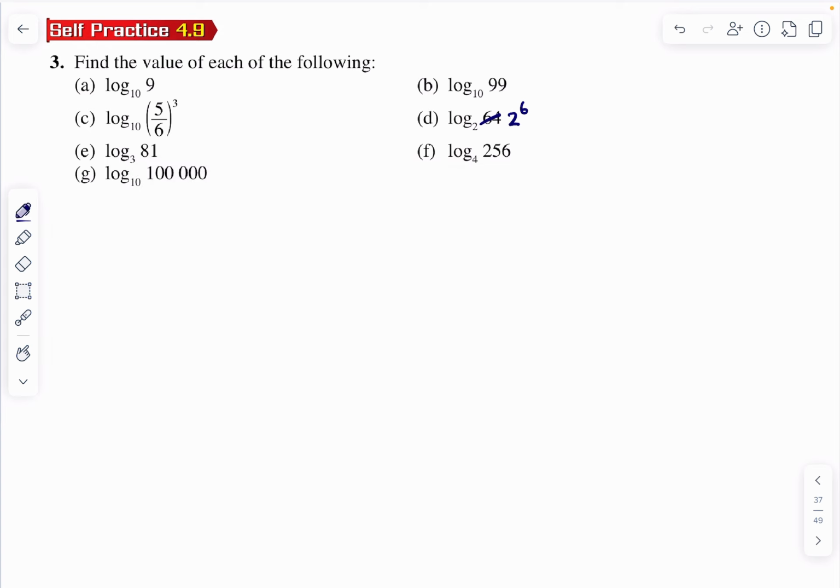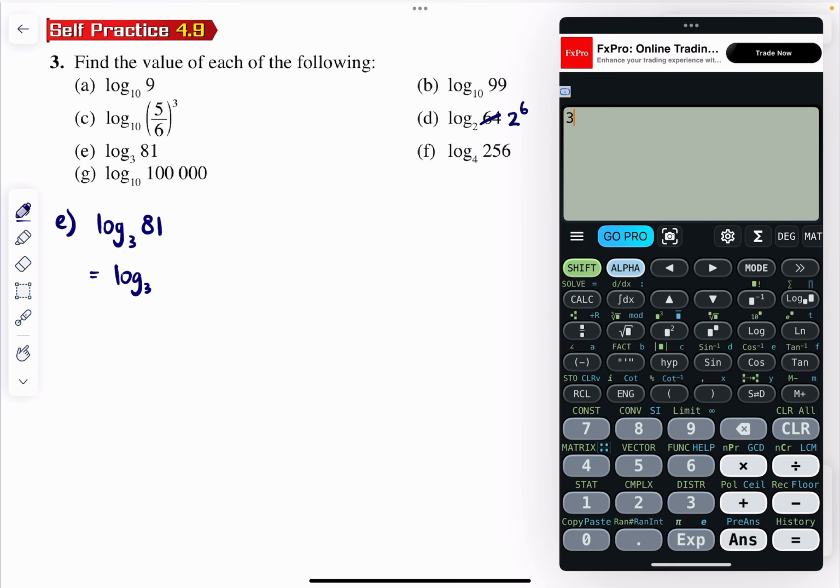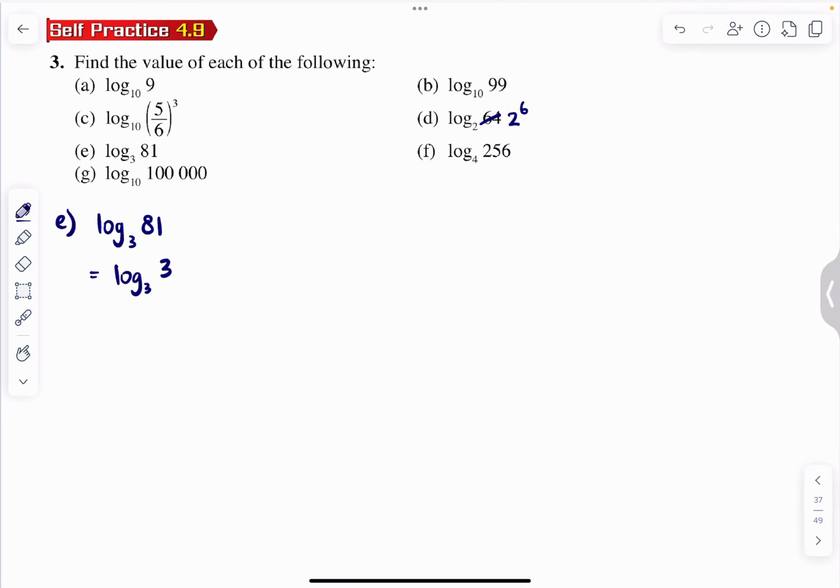Okay, let's look at E. Log 3 81 also can reduce. So 81 is 3 power 4, 3 power 4 is 81. So we can write it like this. Then 4 you can bring it in front. This is one of the laws of log. So 4 log 3 3, log 3 3 is just 1. So I just write it as 4.